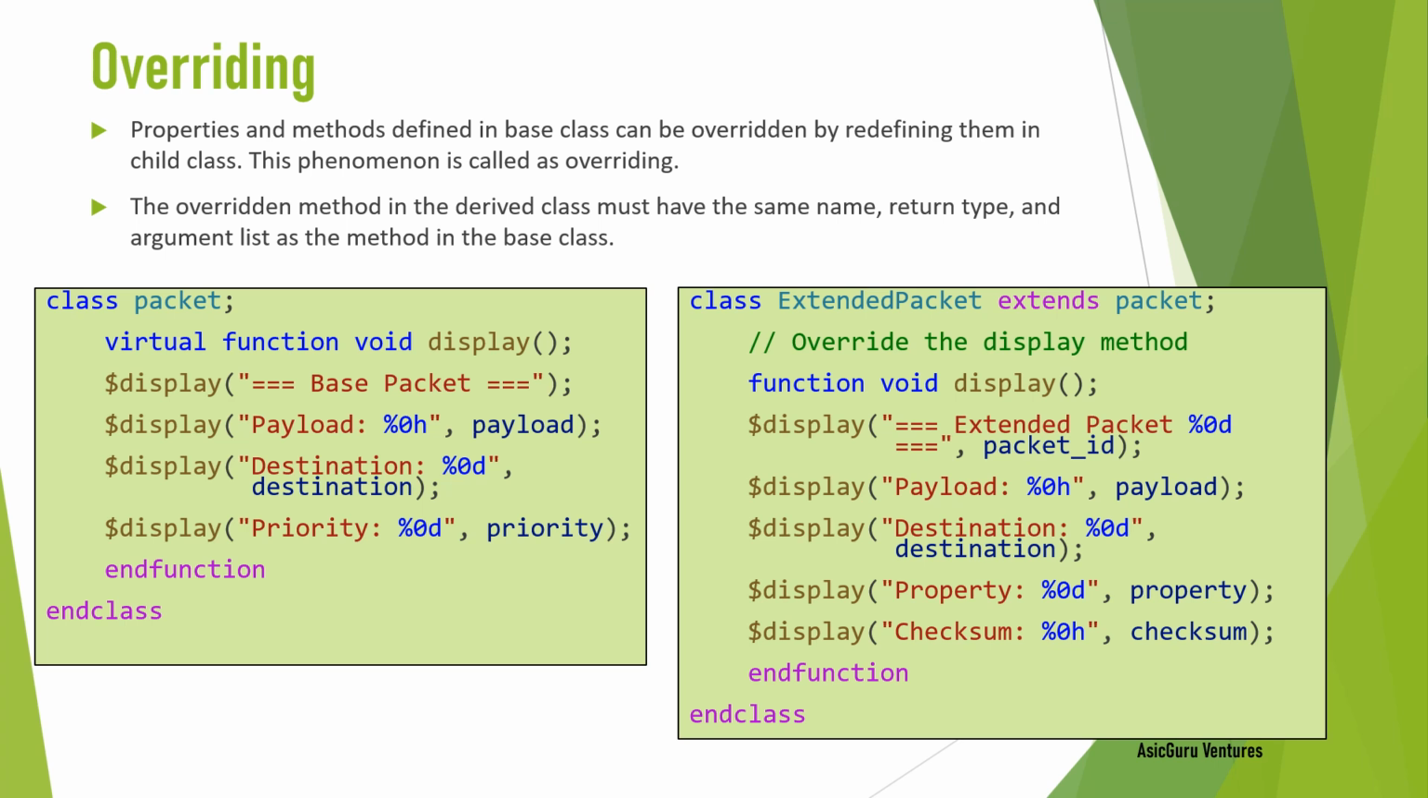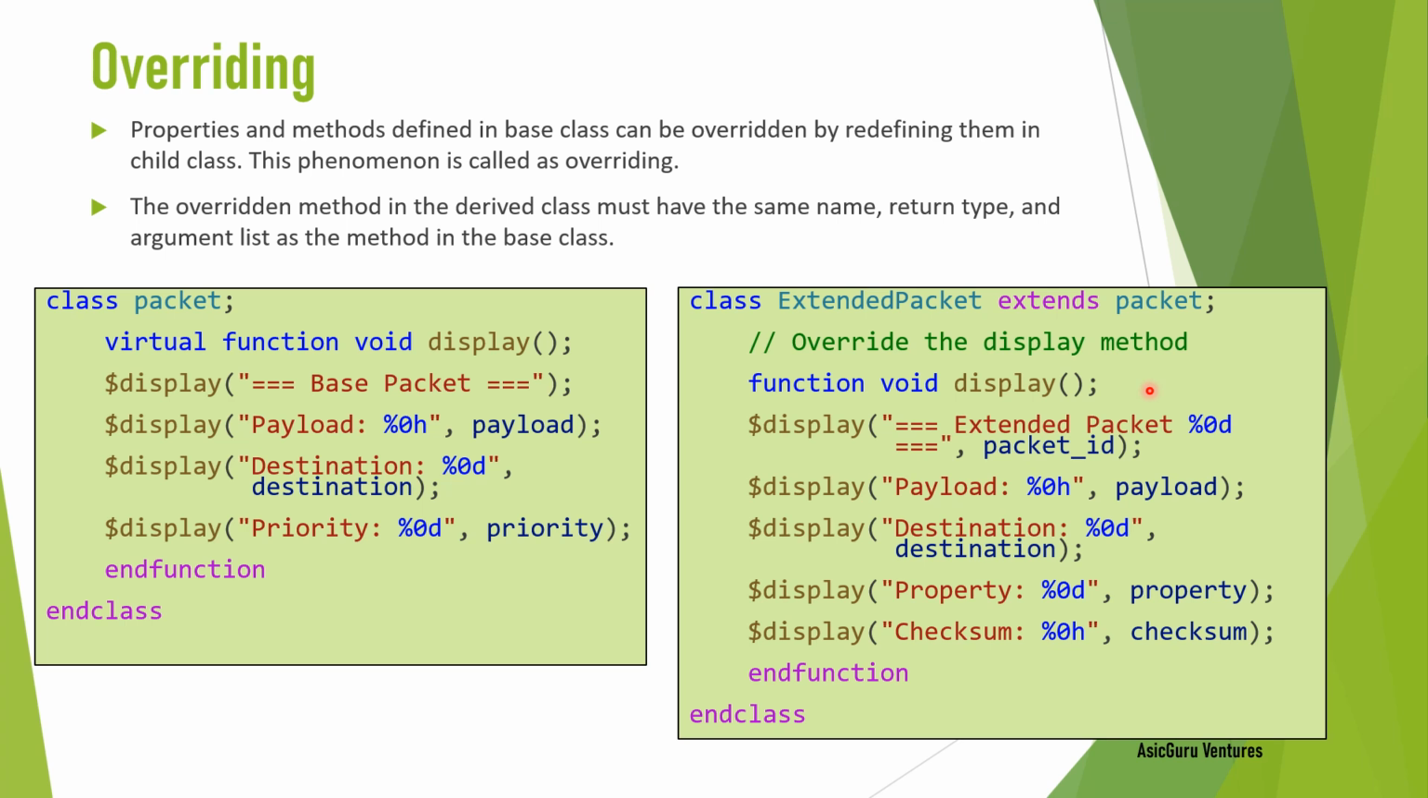We have a class named packet, and this is a base class, and inside this packet class we are defining a method display and we have marked it as virtual. So this virtual keyword tells the compiler that this function can be overridden. Then in the extended packet class, which is derived from the packet base class, we are overriding this display method. So while overriding, the signature of the function should exactly be same. Means the function name, return type and arguments all should be same.